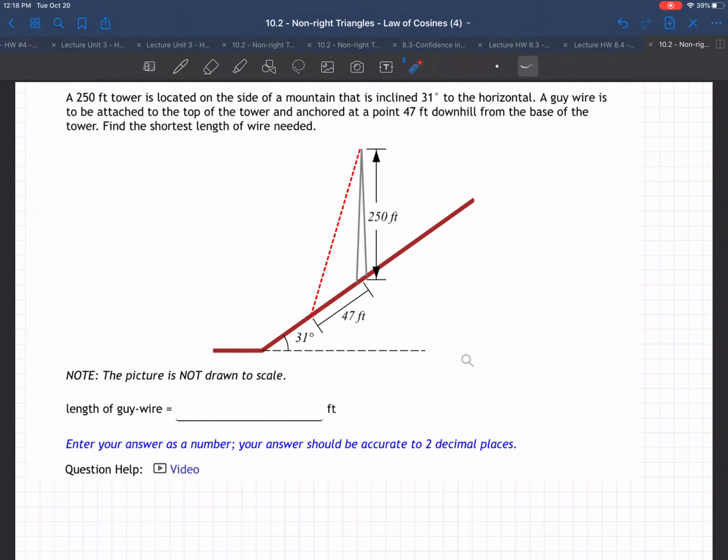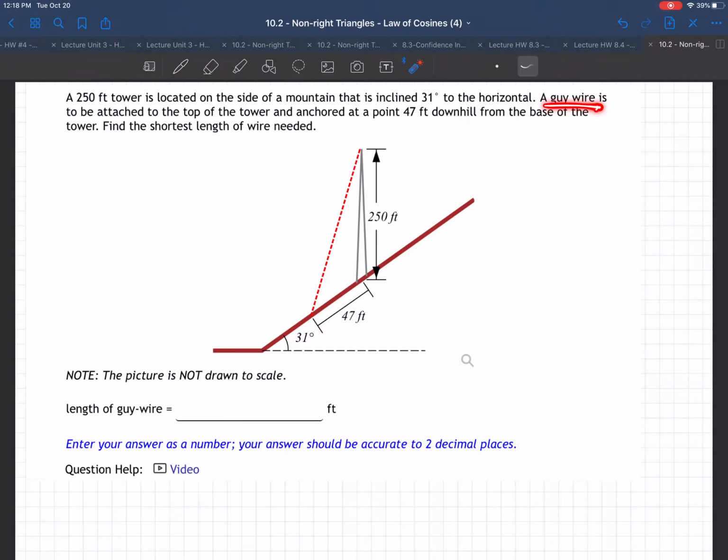Welcome to an example in which we have a tower on the side of a hill, a 250-foot tower. So right here, this is the tower, and they're saying the height of the tower is 250 feet. It is located on the side of a mountain. See, this is a mountain here that is inclined 31 degrees to the horizontal. So a 31-degree angle to the horizontal. It's a mountain that goes up at an angle of 31 degrees.